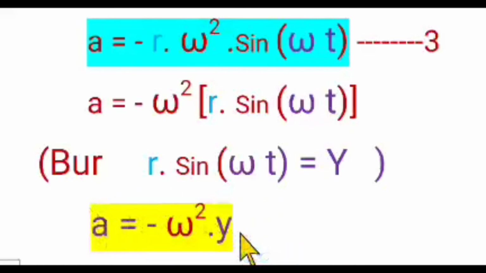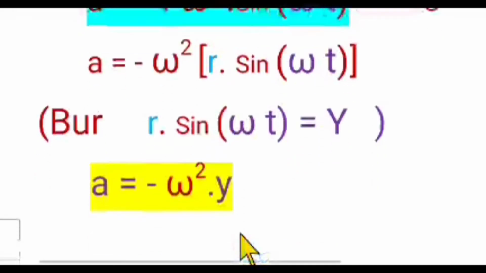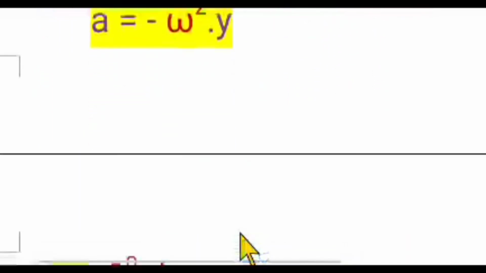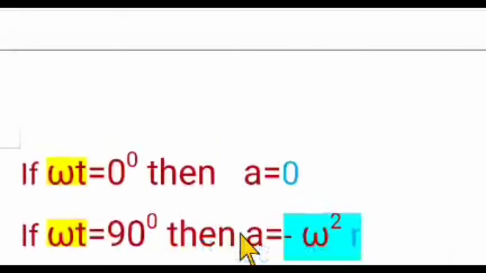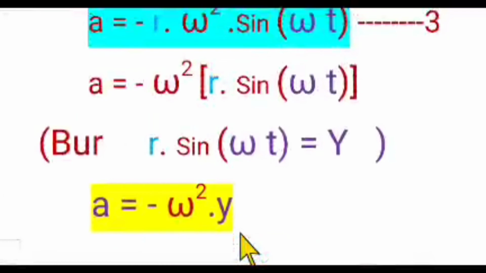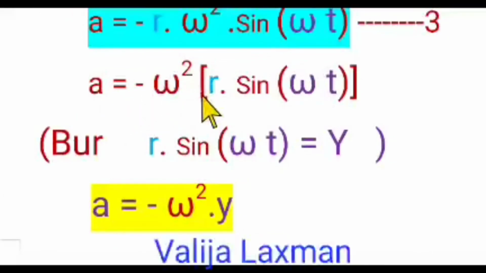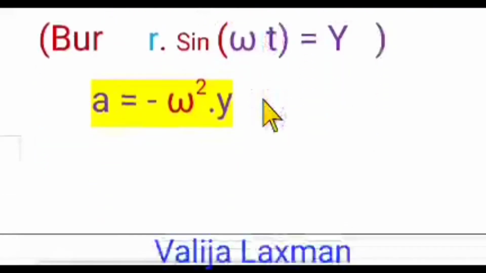So we can say that the foot of the perpendicular is executing simple harmonic motion on the diameter of a circle. That is nothing but the projection of circular motion is executing simple harmonic motion. In this also we can have two conditions. The first condition is omega t equal to 0 degrees. If you substitute this in this equation, you will get A equal to minus omega square r into sine 0, that is 0. So A equal to 0, that is at the mean position.